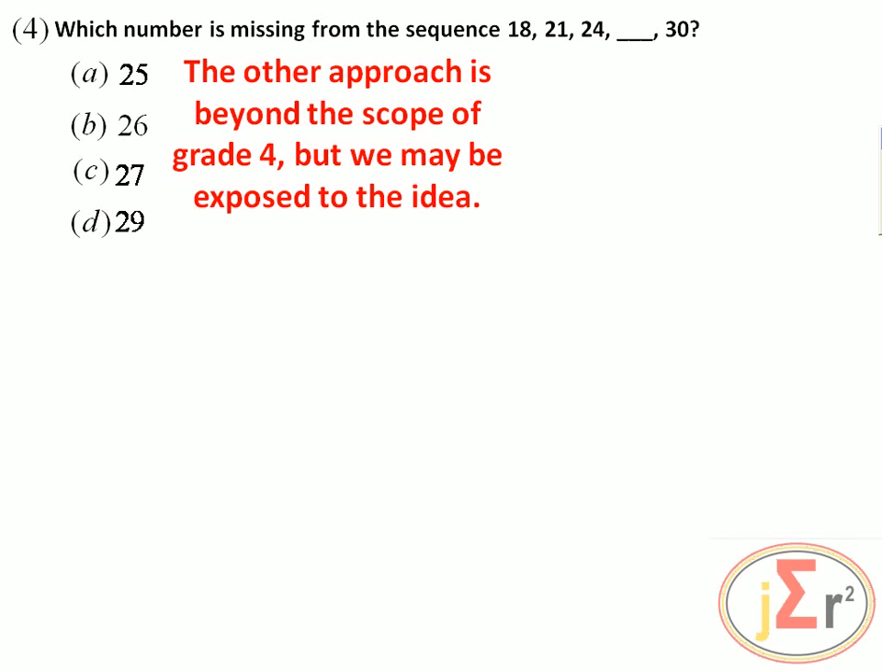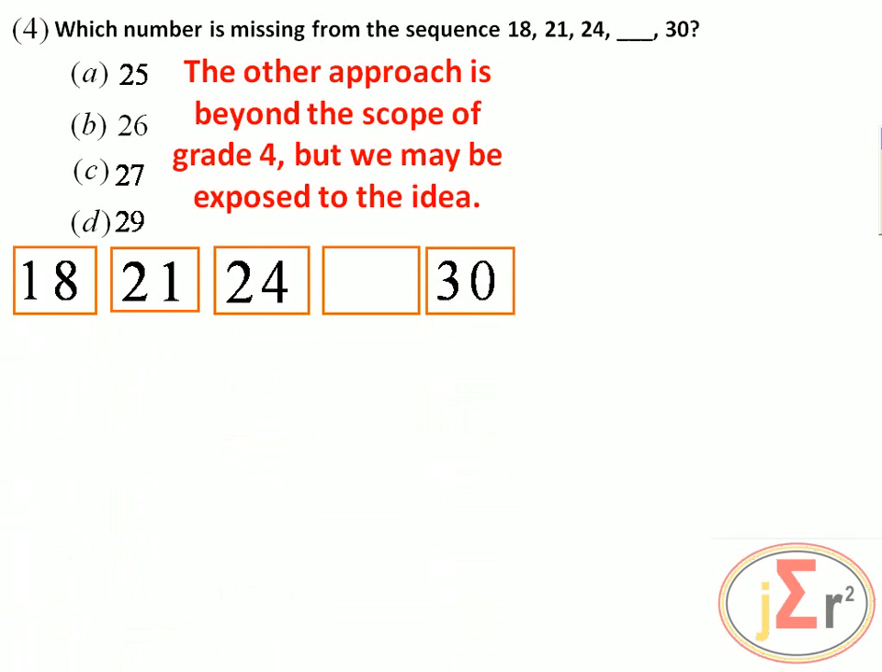So the one with the terms being related to the set of counting numbers or natural numbers is not to be discussed at the grade 4 level. Not with the degree of sophistry that we have in this problem, or likely to have in a similar problem, but we can be exposed to the idea at this level. Watch this now. 18, 21, 24, blank, 30.